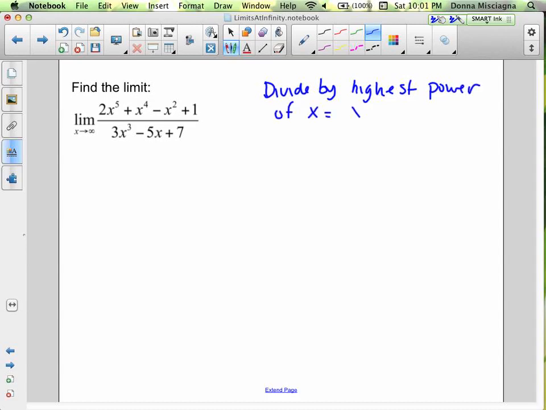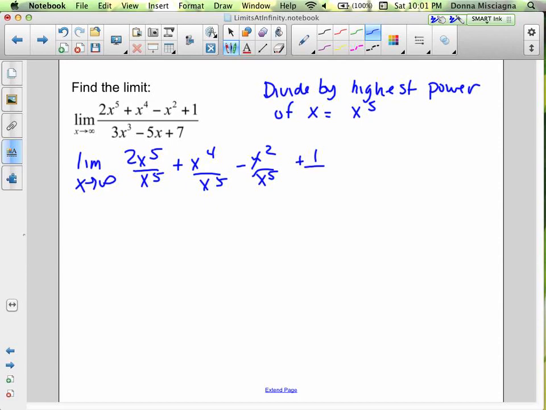Which is x to the 5th. Right, so we have the limit as x approaches infinity of 2x to the 5th divided by x to the 5th, plus x to the 4th divided by x to the 5th, minus x squared divided by x to the 5th, plus 1 divided by x to the 5th, all divided by 3x cubed divided by x to the 5th, minus 5x divided by x to the 5th, plus 7 divided by x to the 5th.